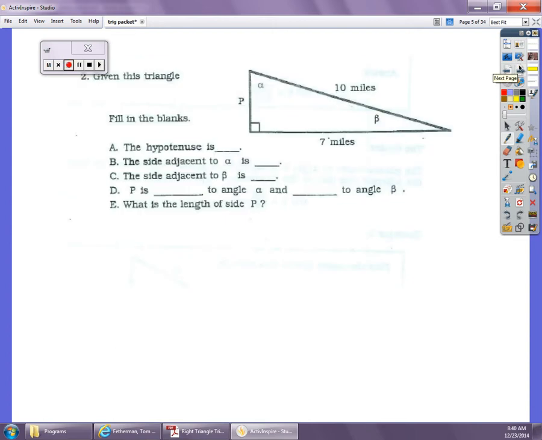Now, given a triangle, fill in the blanks. The hypotenuse, that's here, which is 10. The adjacent side to this angle, that's this one down here. We know that this is the hypotenuse, so this has to be the adjacent one, 7. P is opposite. What is the length of side P? That is a good question.